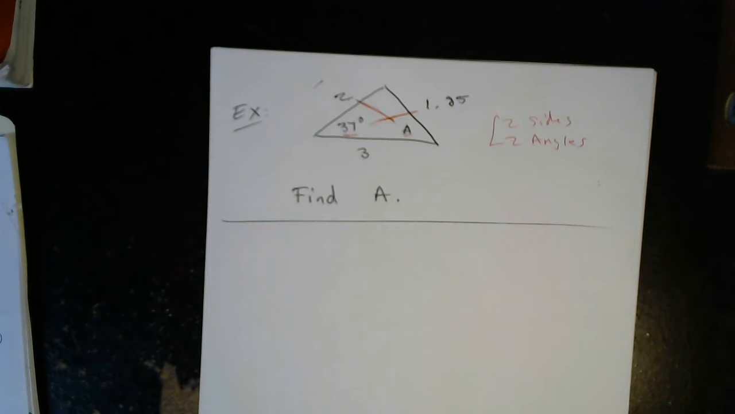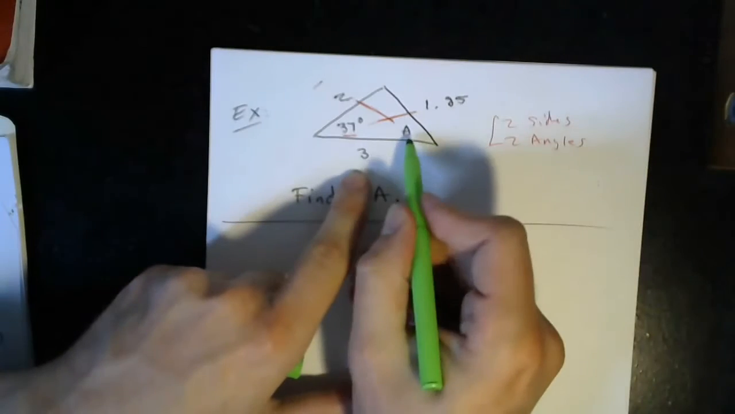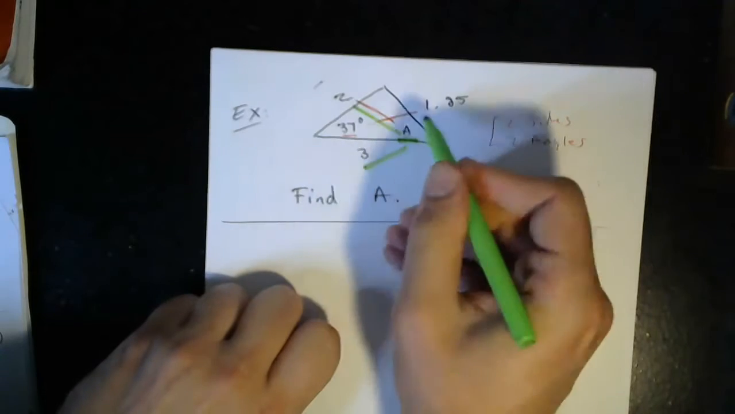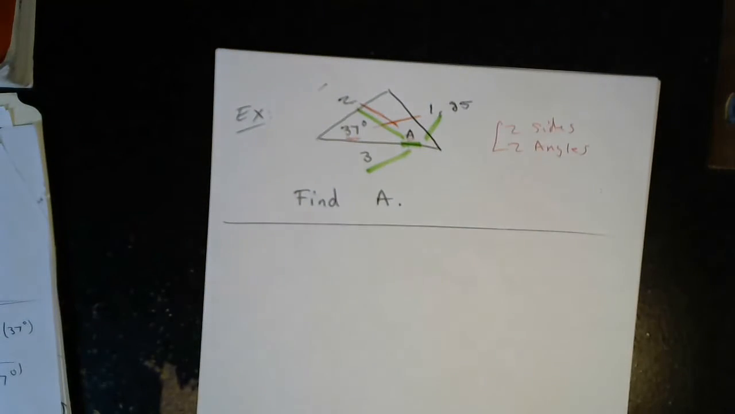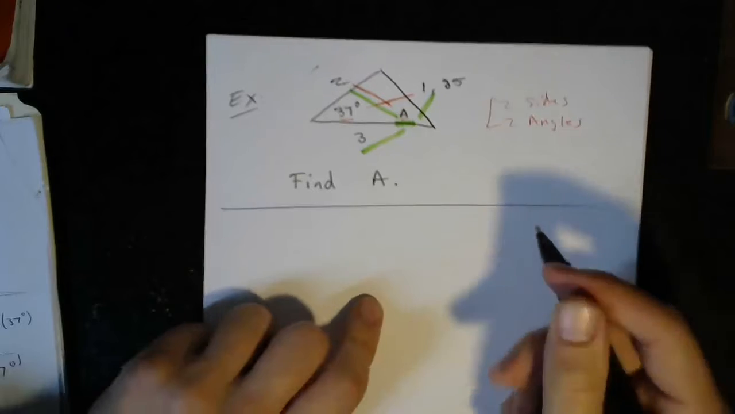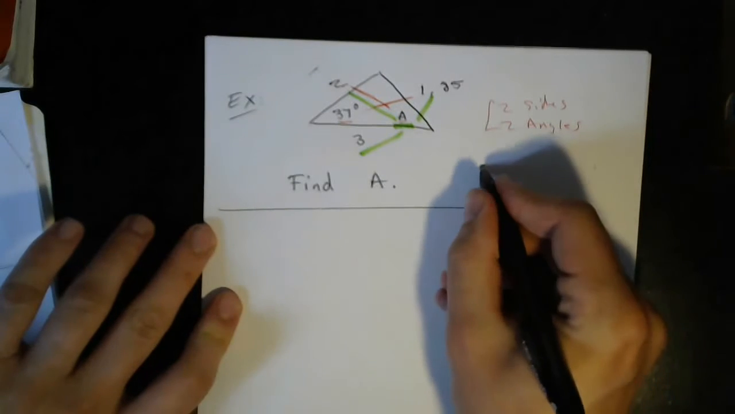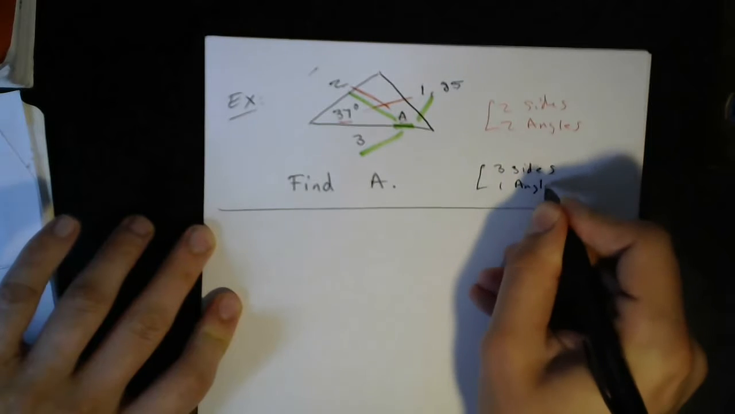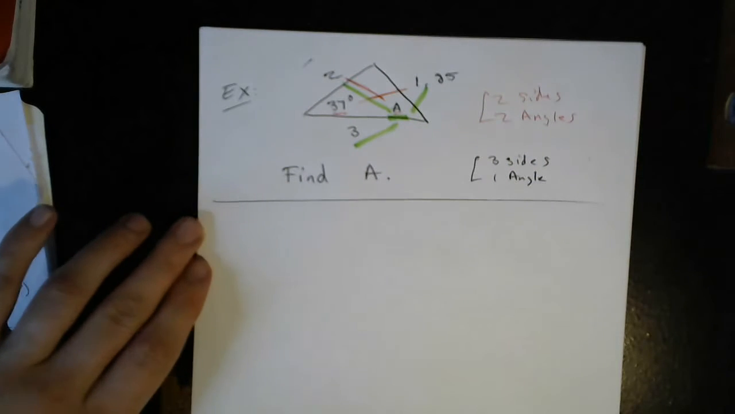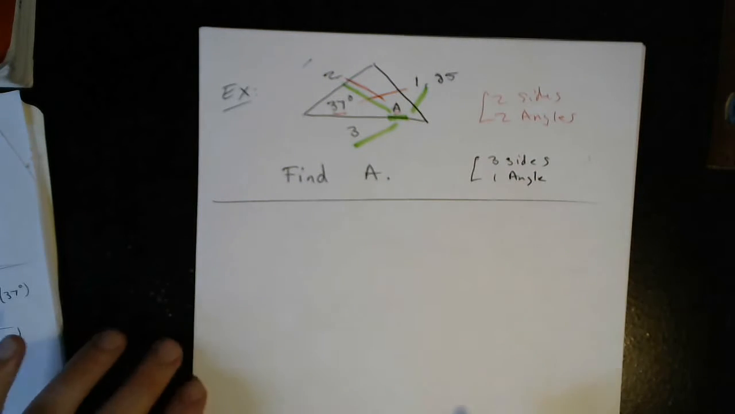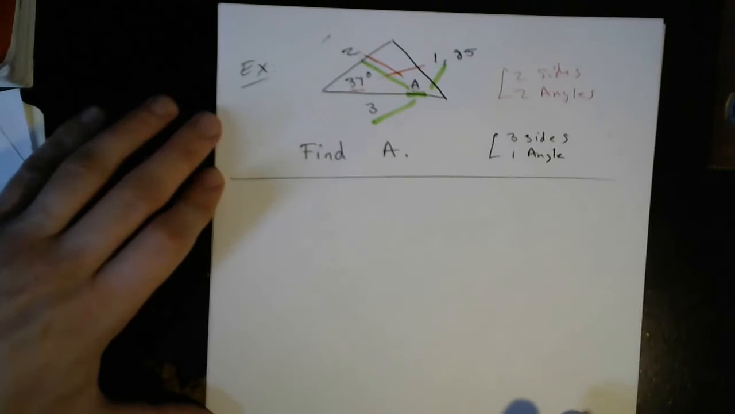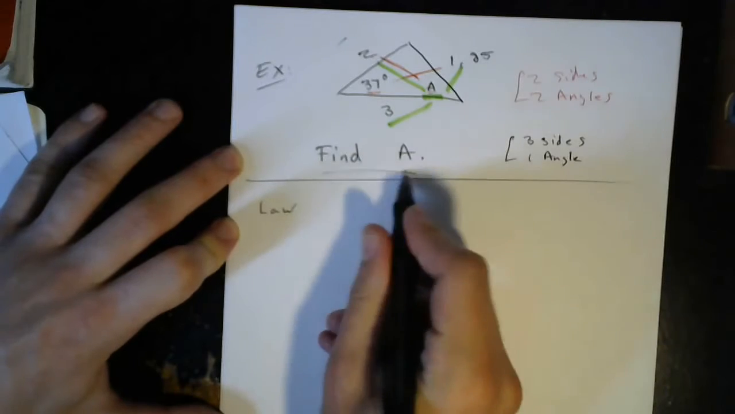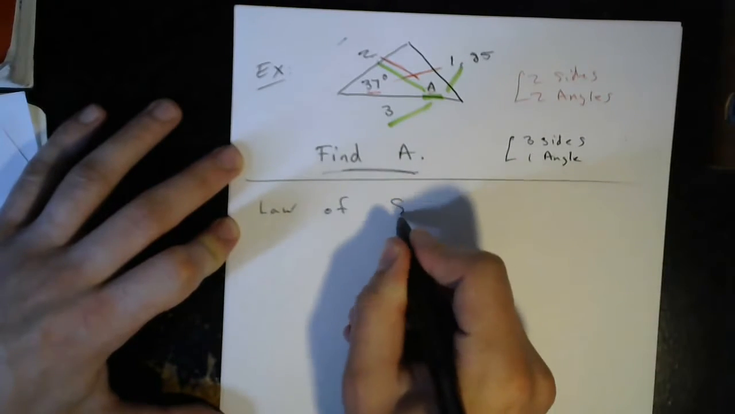However, it's also true that we have one unknown angle A, and then we also have three sides that are known. So in this case, we could actually use either method, right? So there were three sides and one angle. So in this case, we can actually use either method to solve this problem. So I'm going to go ahead and do it both ways. I'm going to do the law of sines first. So we want to find A. So law of sines.